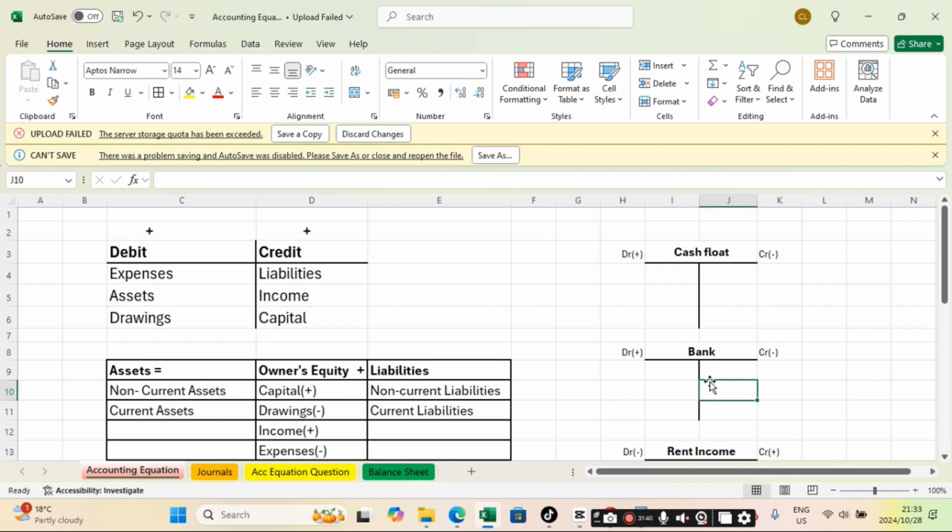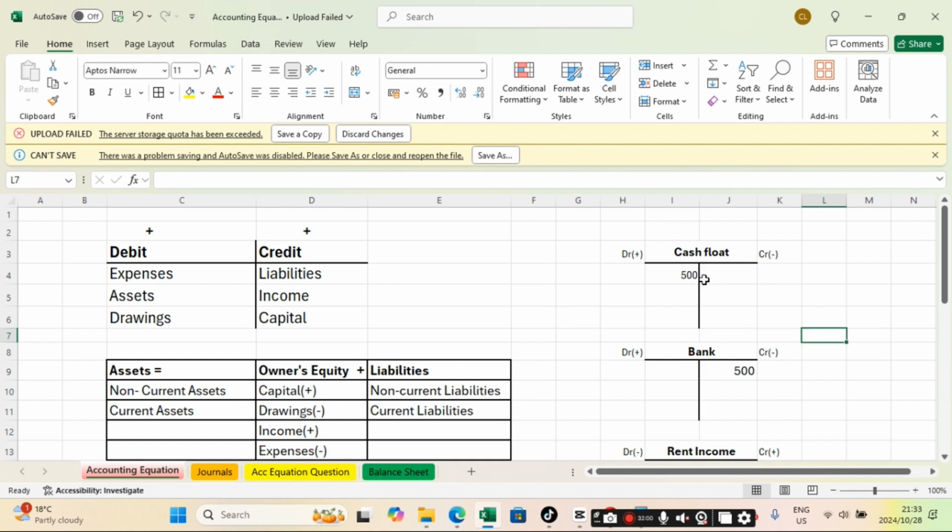So what's happening? We're taking money to our cash float. Since cash float is receiving money, it's going to increase by 500. And then the bank account is going to decrease by 500 also. Simple ABC.